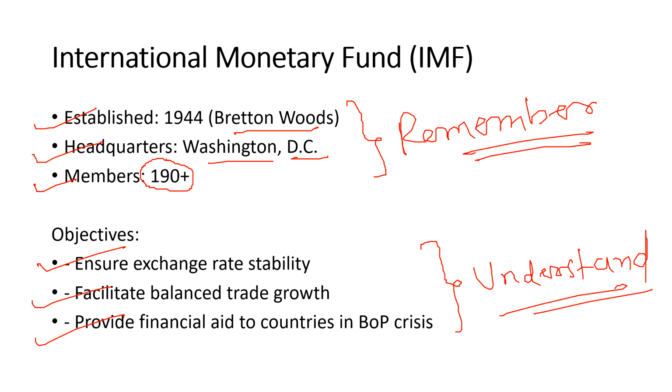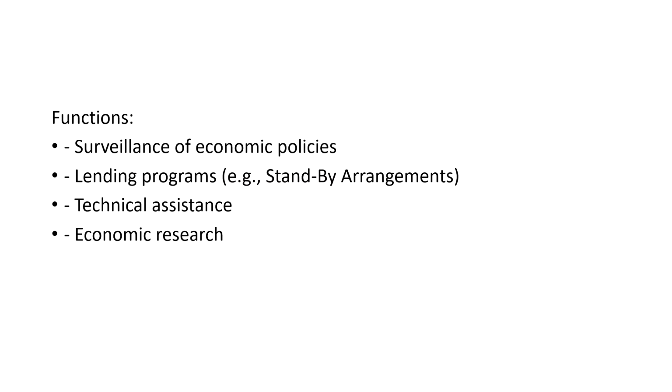Okay, what is BOP crisis? That means that the member country is facing a BOP deficit, so IMF will provide them a short term and medium term loan so they can balance that BOP, correct? They can resolve their BOP crisis, understanding? So these are the main objectives of IMF. Now let's move to the functions of IMF. Now let's discuss the functions.